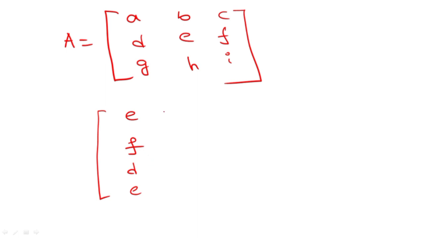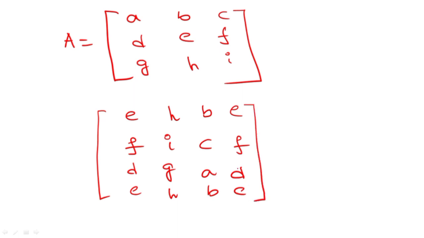Similarly, go by the third row starting with H: H, I, G, H. Then go by the first row: B, C, A, B. Again repeat the second row. Now that will be E, F, D, E.